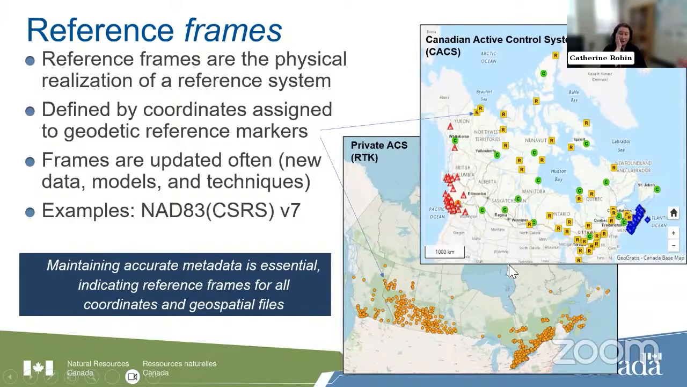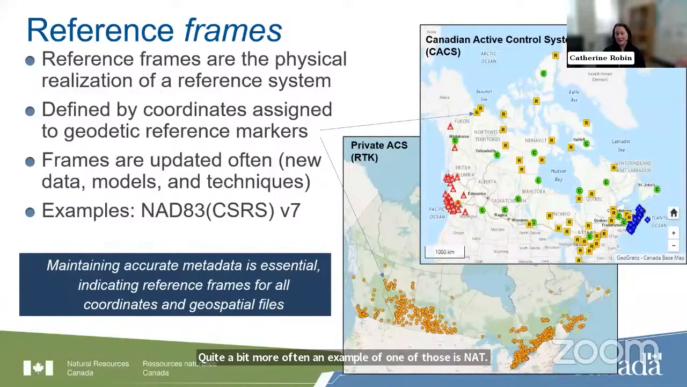So these are updated a lot more often. When a new station comes in, we have to include it, and new models for the calculation of those coordinates and new techniques are used, et cetera. So these are updated quite a bit more often. An example of one of those is NAD 83 CSRS version 7. I'm going to highlight that here and again later. So it's very important to maintain accurate metadata indicating the reference frames for all coordinates in geospatial files. As these things keep changing, we need to make sure that the observations you've made have that metadata attached to it.